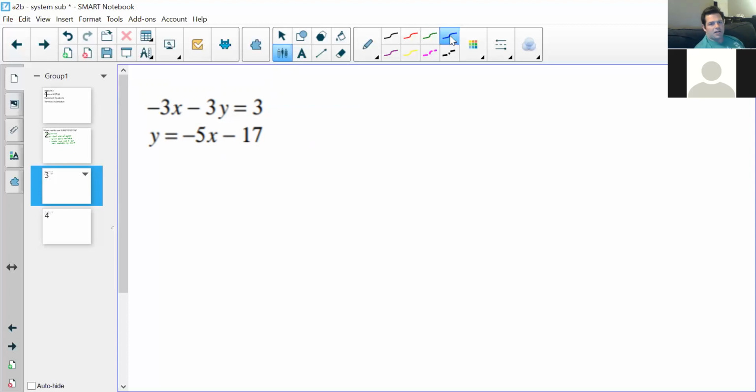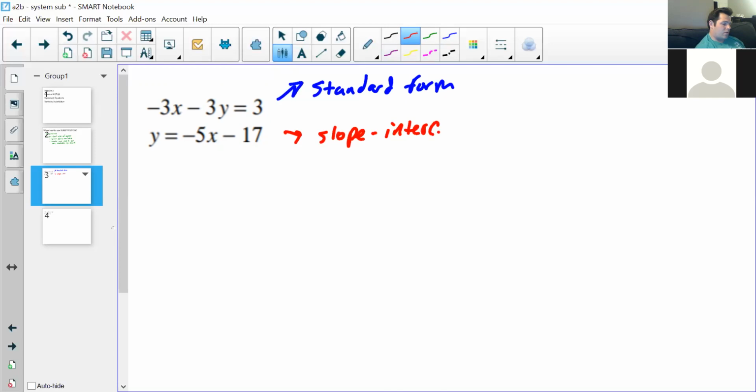The other thing I want to check out here is that I have two equations for this system. They're both linear. I've got negative 3x minus 3y is equal to 3. This equation right here is in standard form, which might be something that is a callback to Algebra 1. And then the second one is in slope-intercept form, where we know that y is equal to mx plus b. It's one of the things that probably was rattled off very much so in Algebra 1 class.